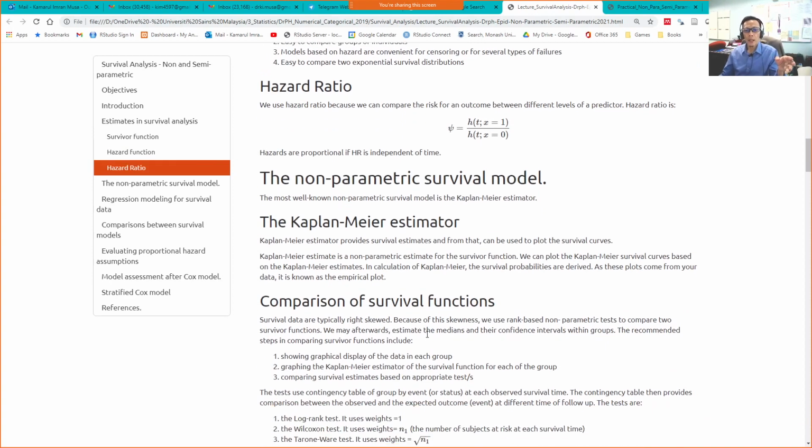Right. The non-parametric survival model, we know this. In fact, we learned this last semester. One of the most well-known non-parametric survival models is the Kaplan-Meier estimator. Okay, the Kaplan-Meier estimator provides a survival estimate, and from there you can plot the survival curve. It is a non-parametric estimate for the survival function. We can estimate the survival probability, and then we can plot the curve. Okay.